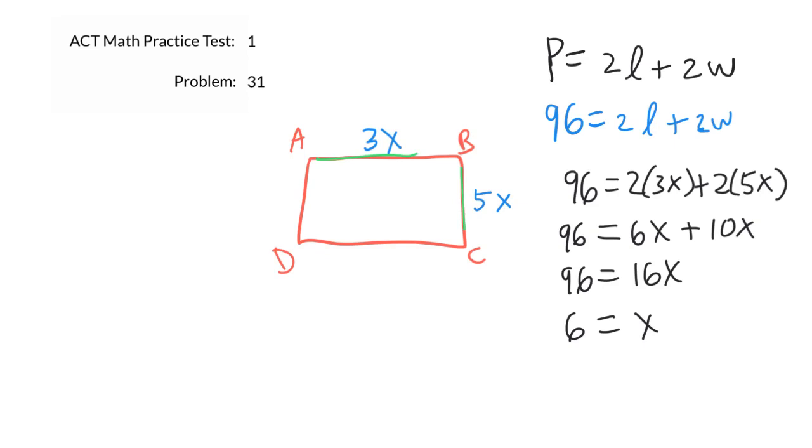Now we do need to be careful, because what they're asking is for the length in centimeters. For those of you at home, just know to always pay attention to the final question. The question is not asking what does x equal. The question is asking what's the length. Well, the length is right here, and that is 3x. So that is going to be 3 times 6, which equals 18, and that is the answer to that one. So that is B.